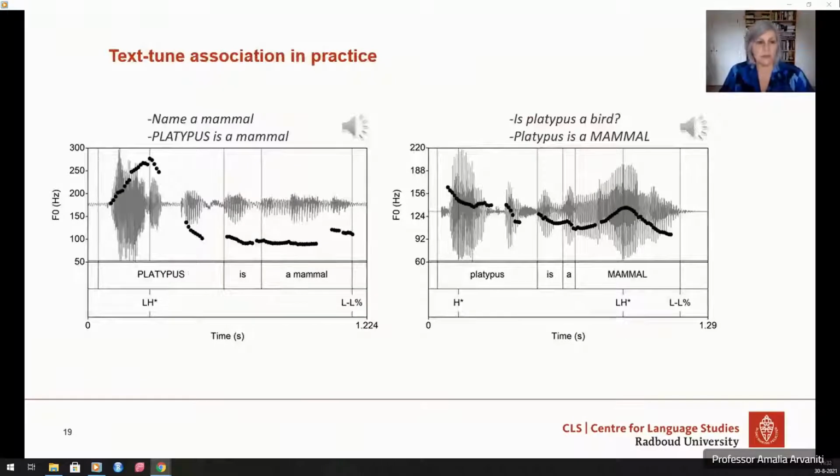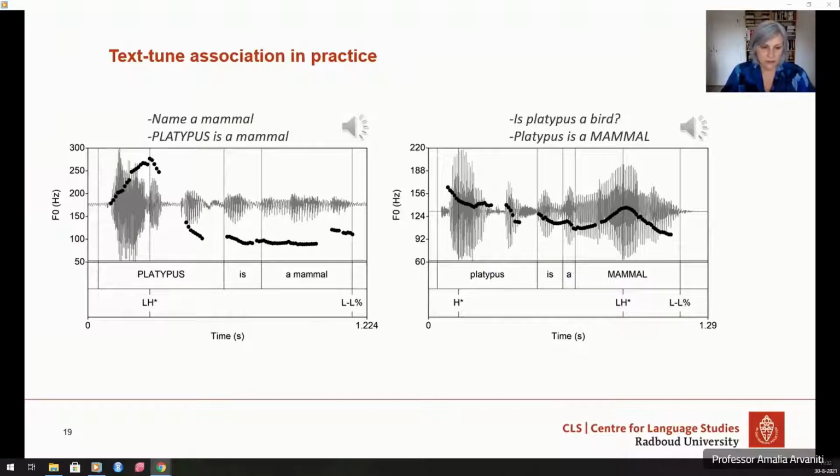Okay, now how does this play out in practice with actual F0 contours? We can see this here. I can play the examples for you. Platypus is a mammal. Platypus is a mammal. Okay. So on the left, we have "platypus is a mammal." On the right, "platypus is a mammal," right?